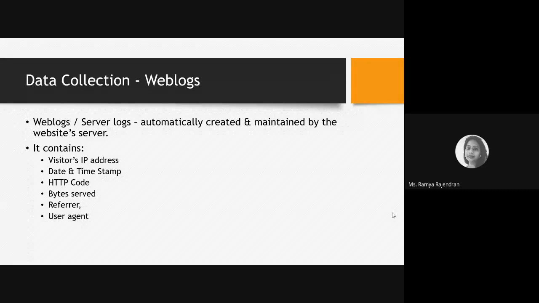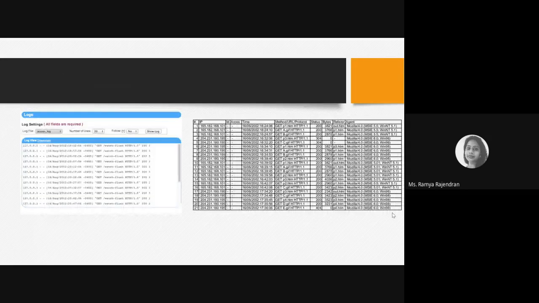So what information will it contain? It will contain the visitor's IP address, the date the user looked into the website, the timestamp, the HTTP code, the bytes served, and from where they came to the website. Did they come through a direct search? For example, if you're going to Amazon, you just type Amazon.in in your browser, or you Google searched it, or you came there from a Facebook link or LinkedIn link. The source is called the referrer, and the user agent is also tracked, which is nothing but your browser.